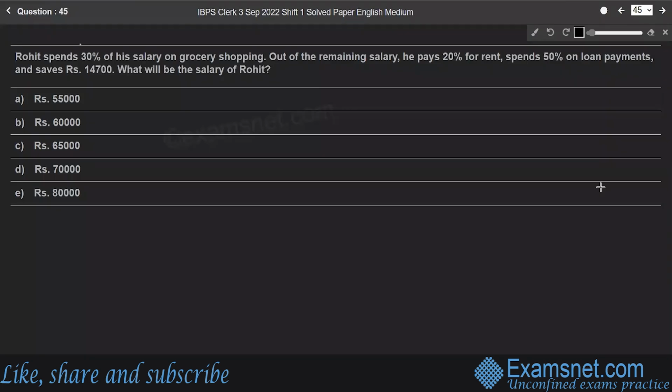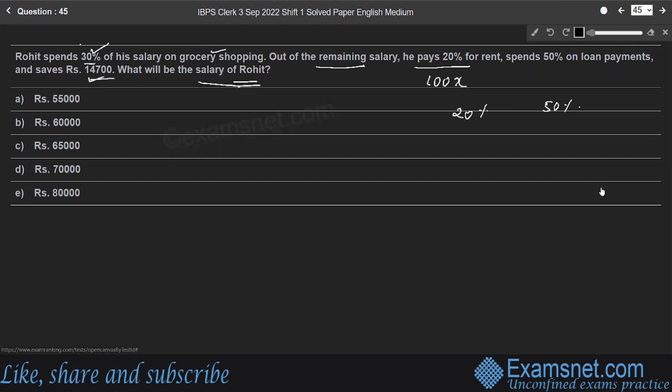Question 45. Rohit spends 30% of his salary on grocery shopping. Out of the remaining salary, he pays 20% for rent and spends 50% on loan payments and saves 14,700 rupees. What will be the salary of Rohit? Let salary of Rohit be 100x. In that, 30% was spent on grocery. Right? So what is the remaining salary we have to find? So in that remaining salary, 20% was spent for rent and 50% on loan payments, and savings is 14,700.